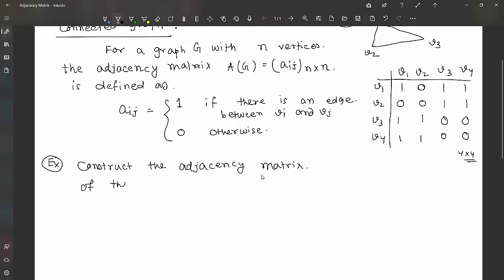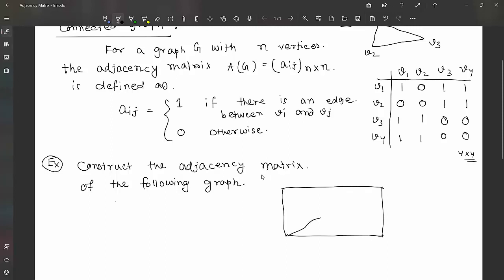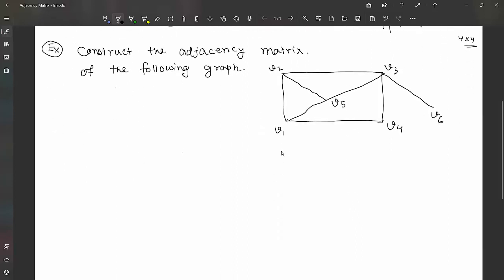of the following graph, number 1. Just take this, so this is the graph. This is one line, this is another line, so take it as V1, this as V2, this as V3, this as V4, it is V5, there is another line, and it is V6. Okay, so now you can see this is your matrix.